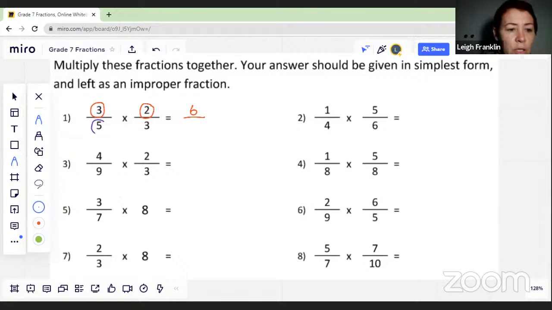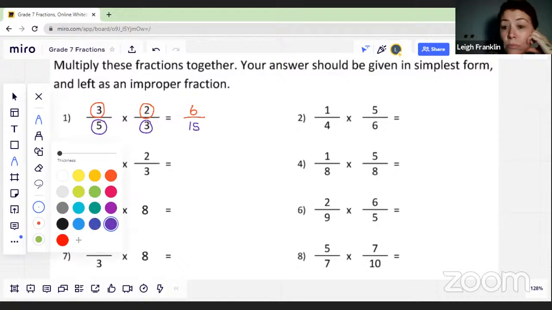Okay, here we've got 5. Here we've got 3. Perfect. 5 times 3 is? 15. Beautiful. Okay, well done, Katie. Quite right. Okay, so now, Tumelo, you've got to ask yourself, is there a number that goes into 6 that also goes into 15? Is 6 over 15 in simplest form?